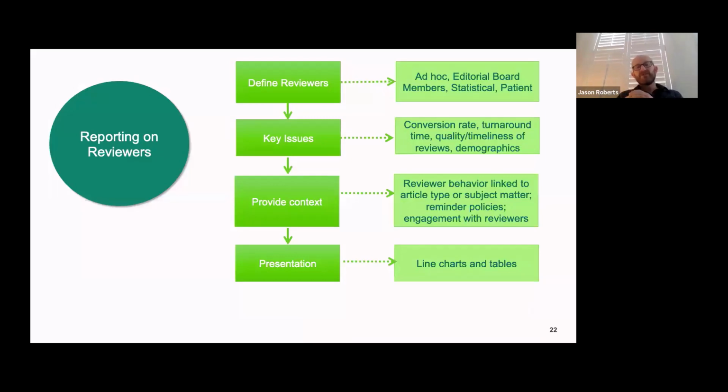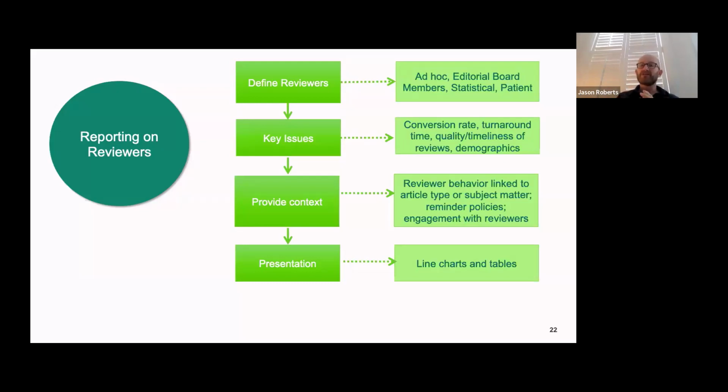Okay, so let's move on to reporting on reviewers. So again, define reviewers. What do you mean by that? Are they ad hoc reviewers? Are they editorial board members? Are they statistical reviewers or patient reviewers? And sometimes I use flags, user flags, to help segment them. Sometimes systems are set up in a way that you actually have specifically labeled these different types.